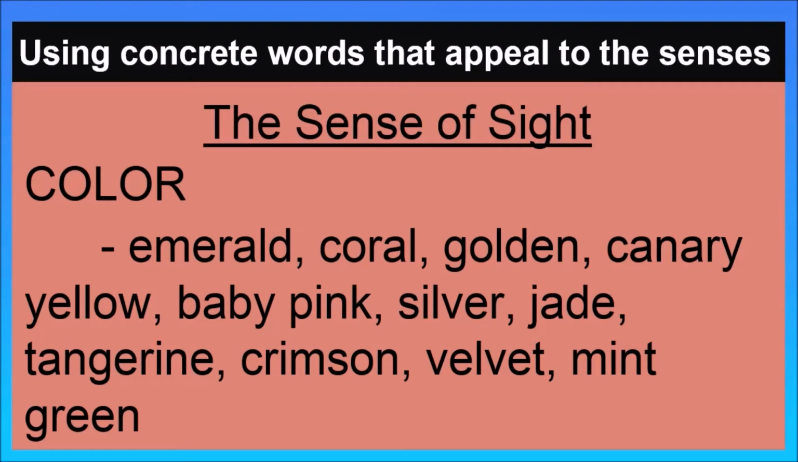Using concrete words that appeal to the senses. The sense of sight, color. So we have here some examples of color that are attributed to our sense of sight. We have here emerald, coral, golden, canary yellow, baby pink, silver, jade, tangerine, crimson, velvet, mint green.